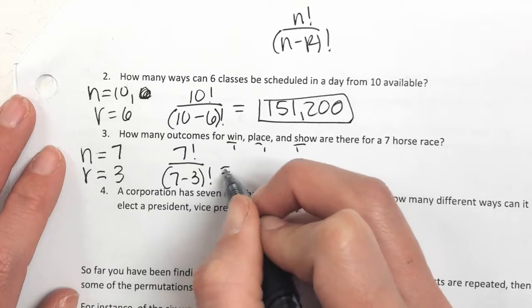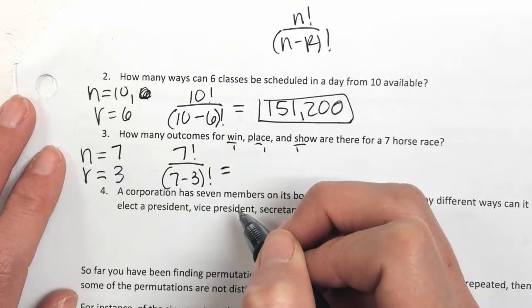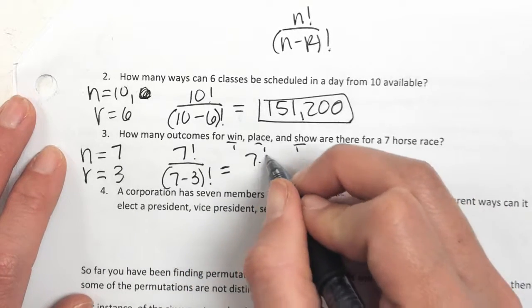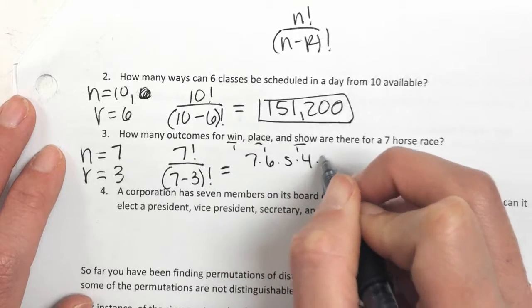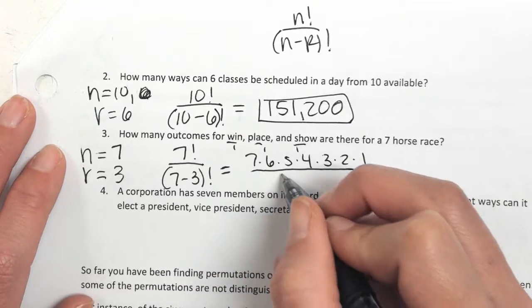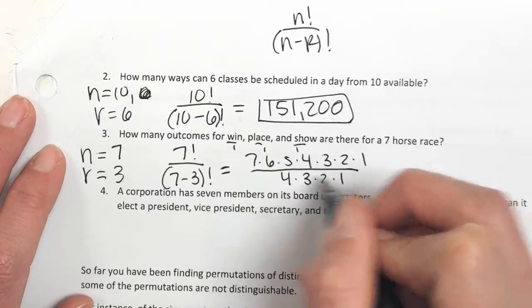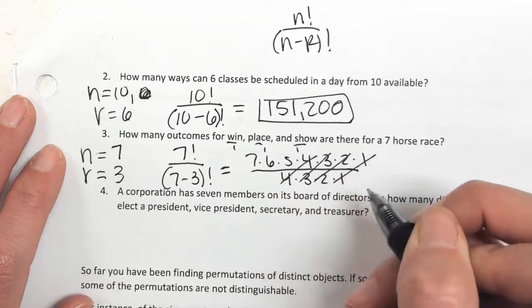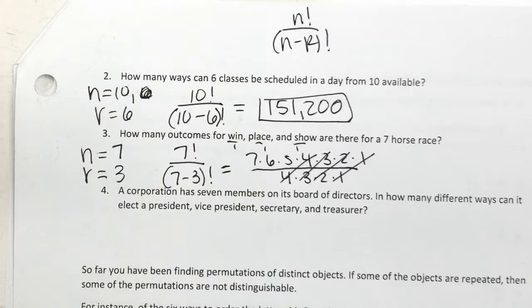Good. And let's go ahead and write this out. So this would be 7 times 6 times 5 times 4 times 3 times 2 times 1 over what? 4 times 3 times 2. Good. So all these cancel out, and we have 7 times 6 times 5. 210. Good.